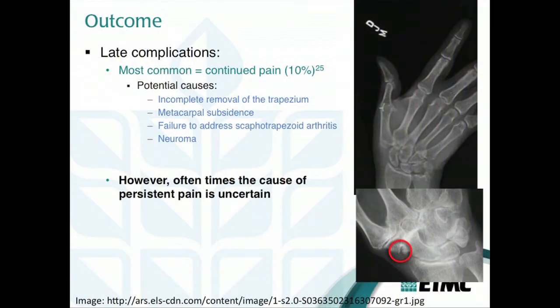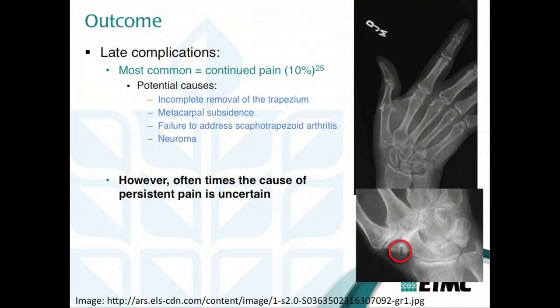Late complications, most common is continued pain, about 10% of potential causes. There are several factors. One of them is incomplete removal of the trapezium, meaning that instead of removing the bone in its entirety, let's just say if I only remove half of it, then theoretically the gap between the two bones is now not as much as if I were to remove the entire bone. So it doesn't take as much migration of this metacarpal before it starts hitting the bone below it.